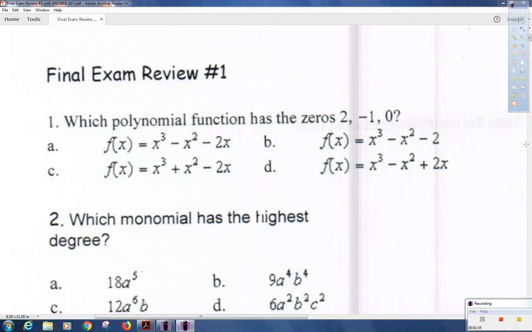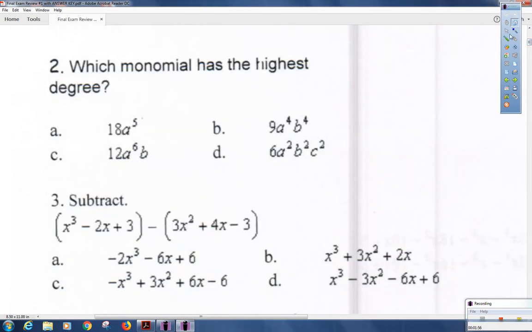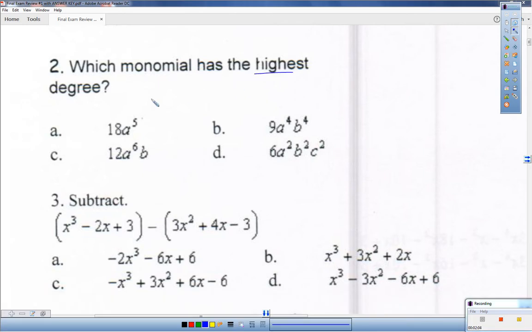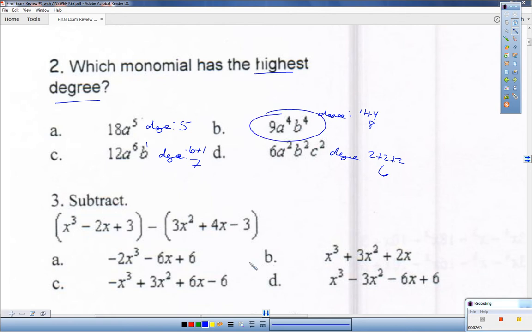Alright, for the next one, let me arrow down. It says, which monomial has the highest degree? Well, the degree for A is 5. The degree for C is 6 plus 1, which is 7. The degree for B is 4 plus 4, which is 8. The degree for D is 2 plus 2 plus 2, which is 6. So the highest degree would be on B, which is 8.